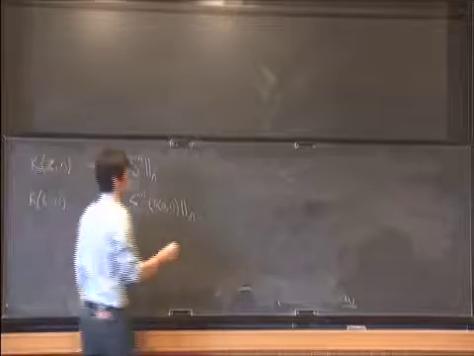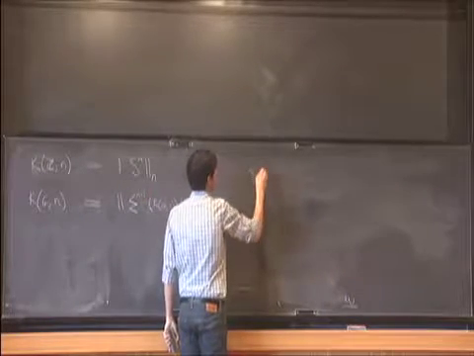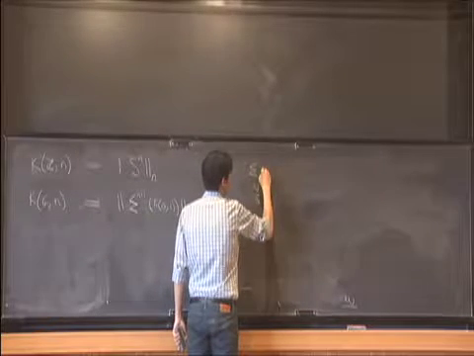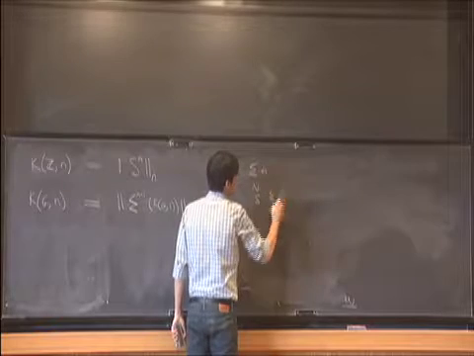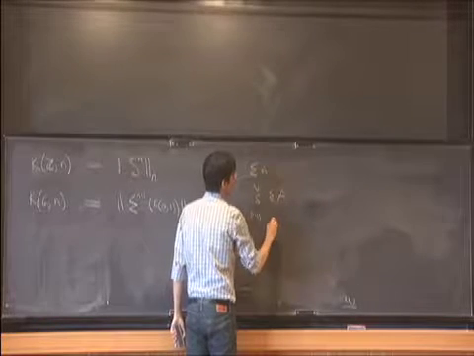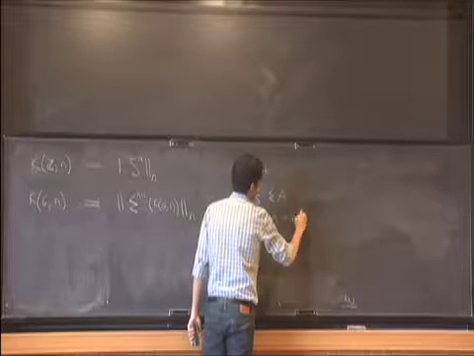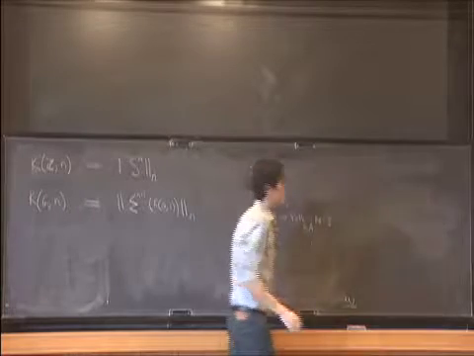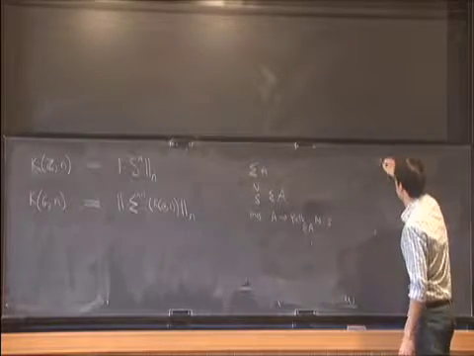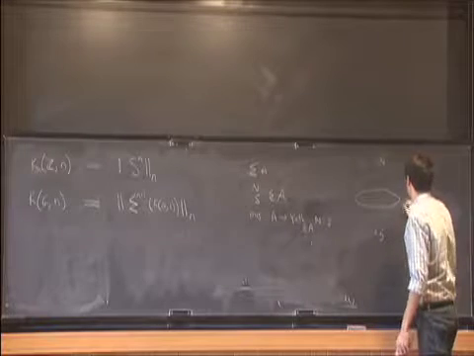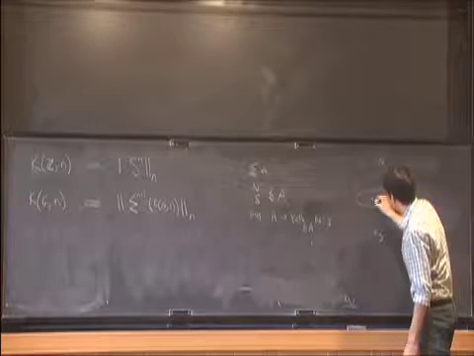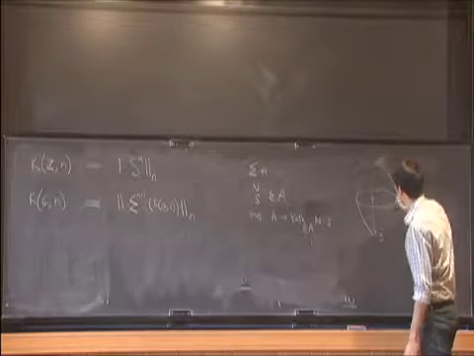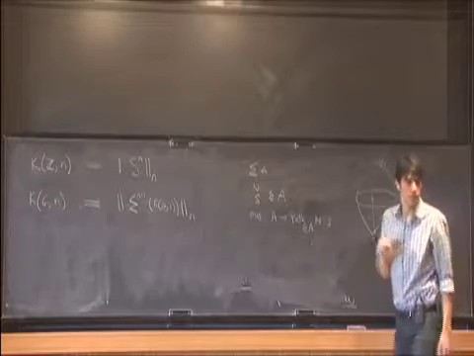I use the suspension. Remember, suspension is a higher inductive type, with points north and south, so the suspension of A is a type, and north and south are points of the suspension of A. Then there's a constructor meridian that goes from A to paths in the suspension of A from north to south. The picture is that I have north and south with A sitting in the middle, and for every point x in A, I'm adding in a path from north to south.